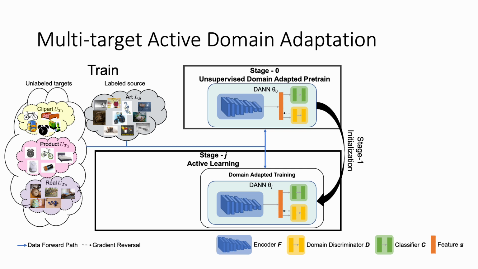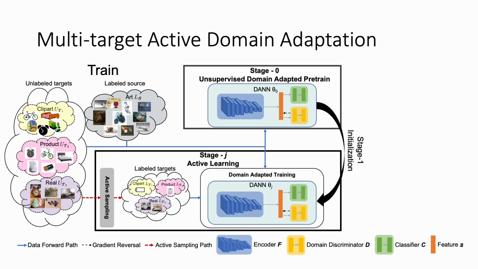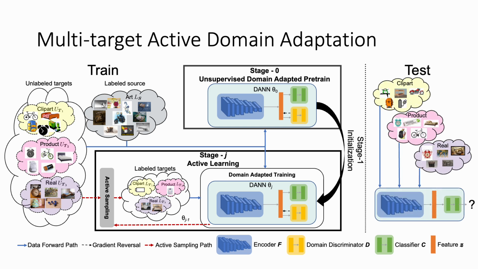To select the labeled targets, we use an active sampling algorithm to sample from the pool of unlabeled target images. The active learning algorithm can utilize the trained model from the previous stage. At test time, we remove the domain discriminator from the trained model and test it on the target domains.